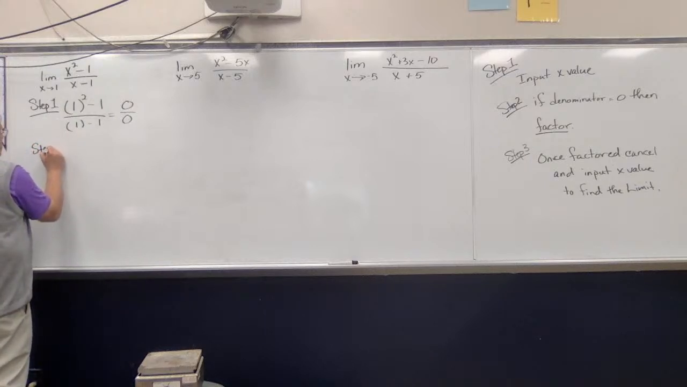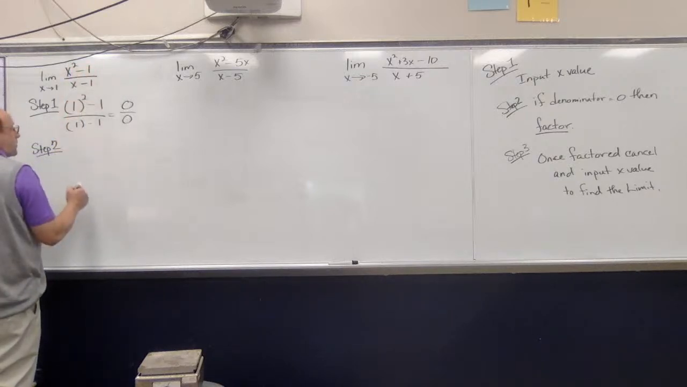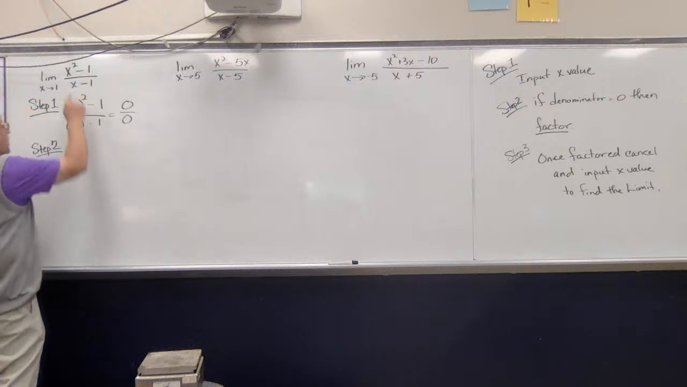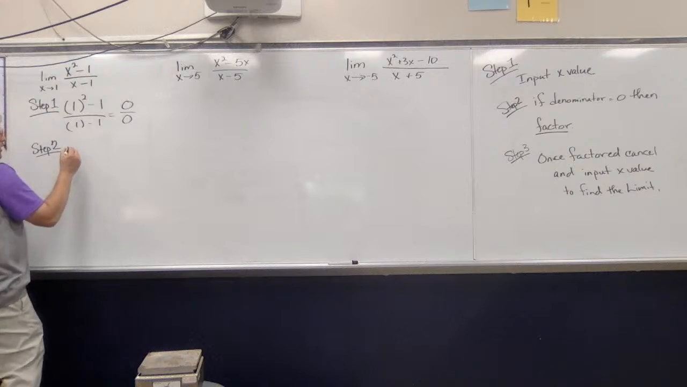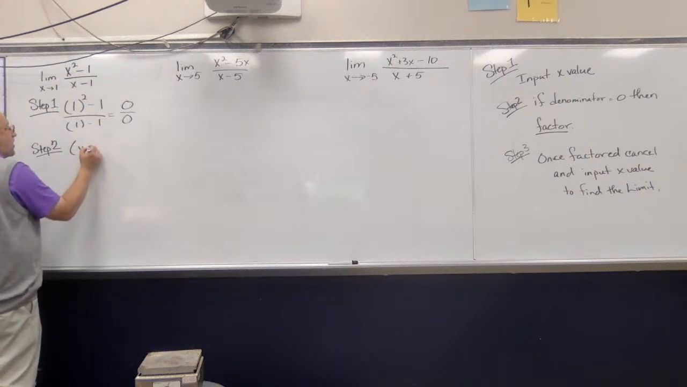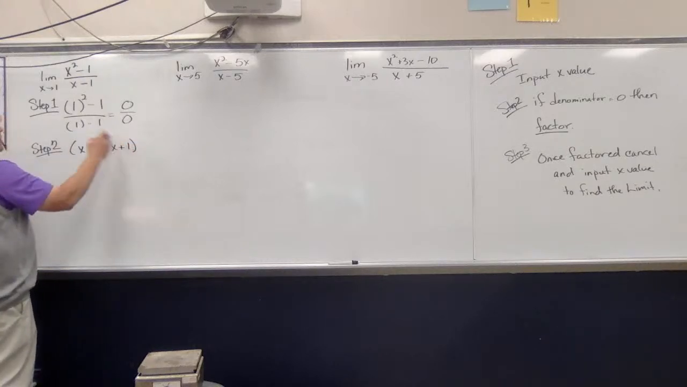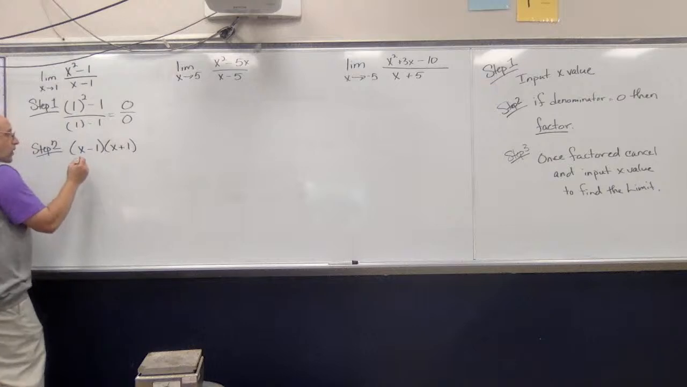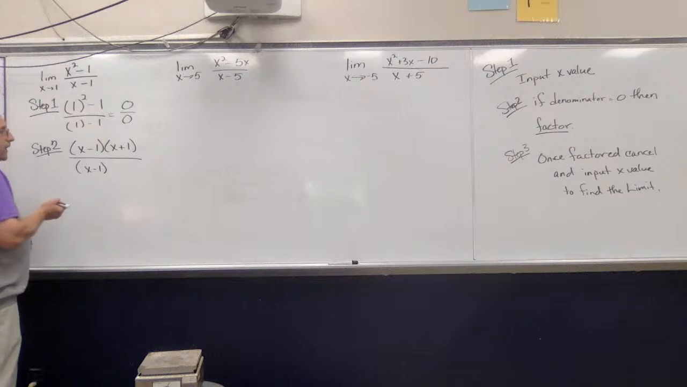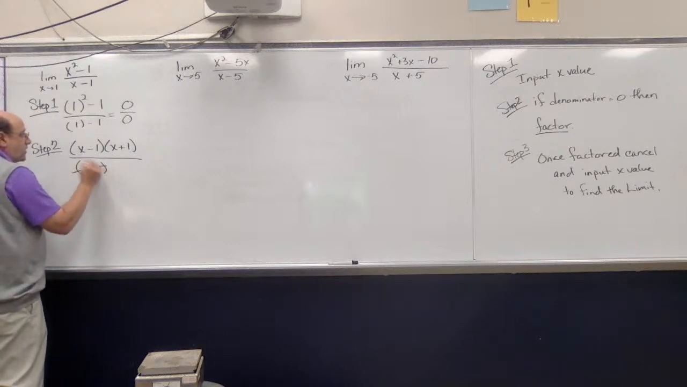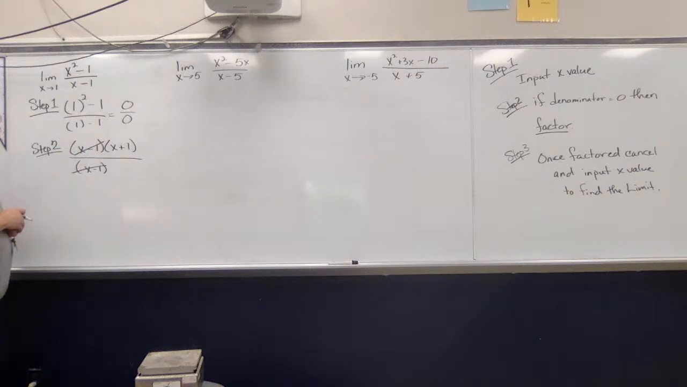So step 2 says factor what you can. Well, we can factor x squared minus 1 because that's a difference of squares. Remember, it's a difference of squares: a perfect square on either side and a minus symbol in between. So what that is, x minus 1 times x plus 1. And if we FOILed that out, we would get x squared minus 1 all over x minus 1. And what we'll do then is cancel, right? And that's part of that step 3. Cancel what we can.